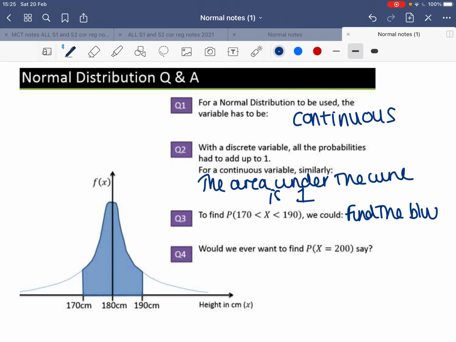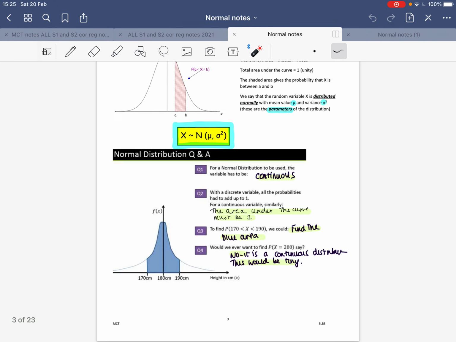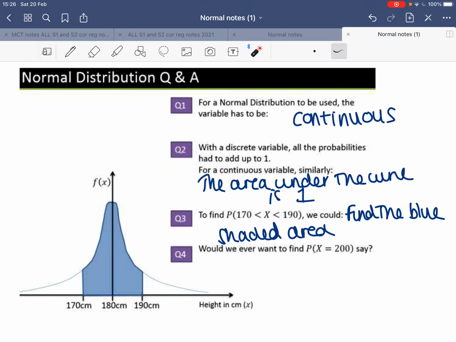So to find the probability that x lies between 170 and 190, we could find the blue shaded area. Now, would we ever want to find, for example, the probability that x equals 200? Because this is continuous, I was just saying it would be tiny. Because it's a continuous distribution, you don't need to find the probability that it is a particular value, because there isn't just 200 and 201 and 202. That would make it discrete. There's an infinite number of values depending on how accurate you can be. So you will not have to find the probability that x equals something, only that it lies between two values.